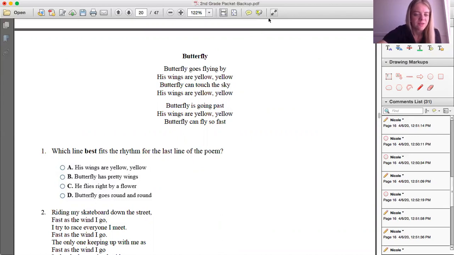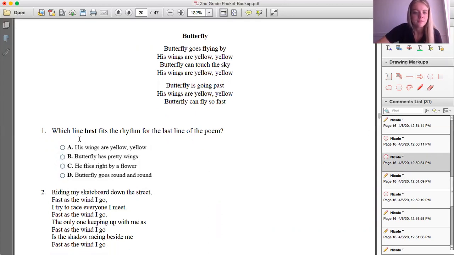Which line best fits the rhythm for the last line of the poem? The last line says, butterfly can fly so fast. Which one would match the rhythm? A, his wings are yellow, yellow. B, butterfly has pretty wings. He flies right by a flower. Or, butterfly goes round and round. Butterfly can fly so fast. His wings are yellow, yellow. You should have circled A.